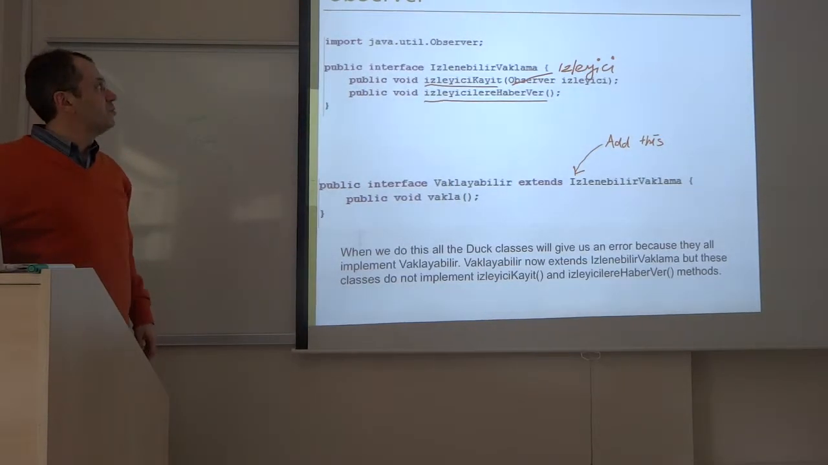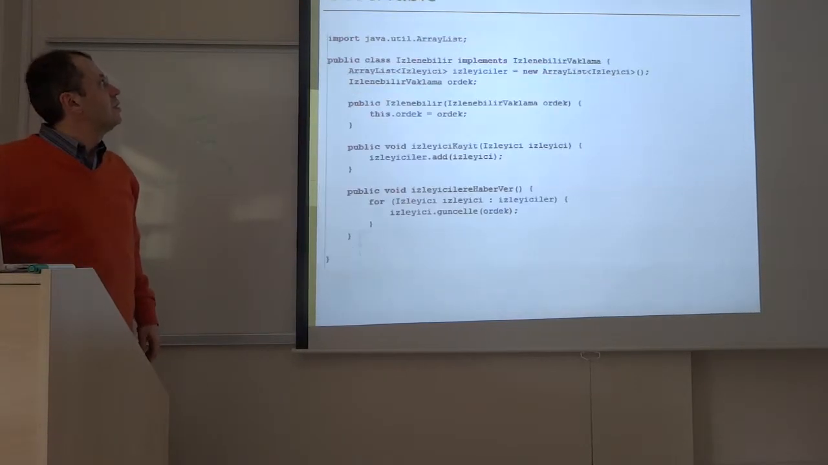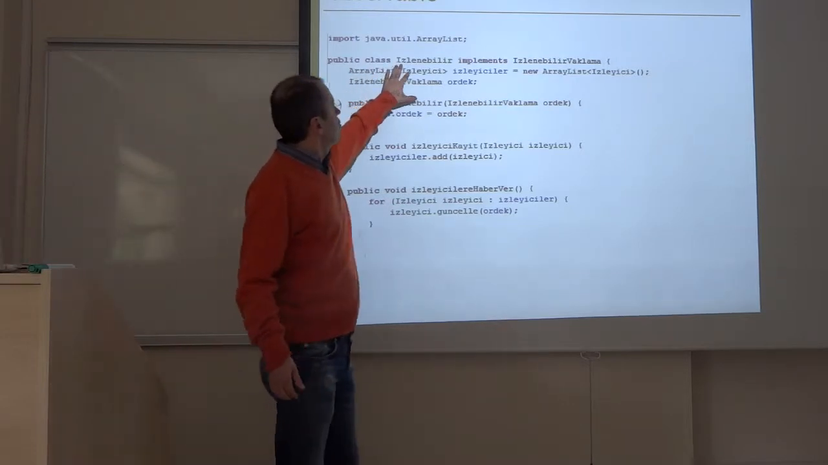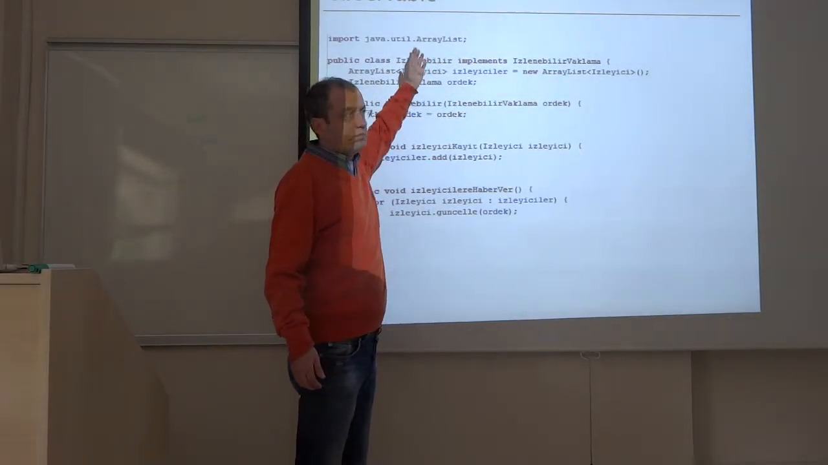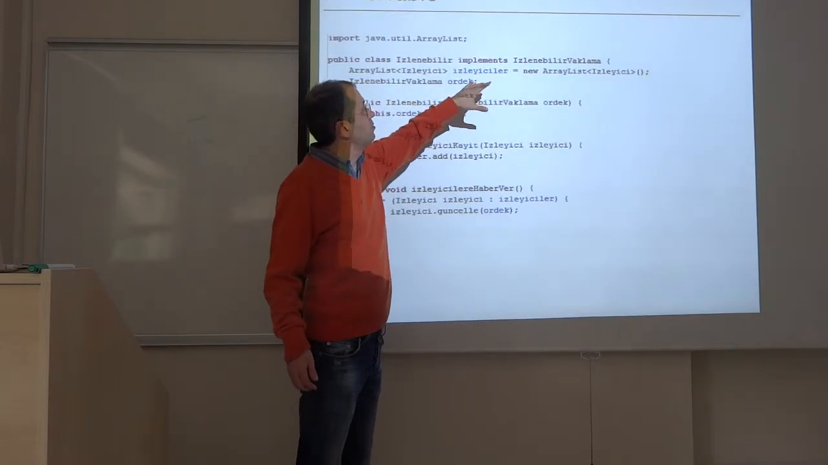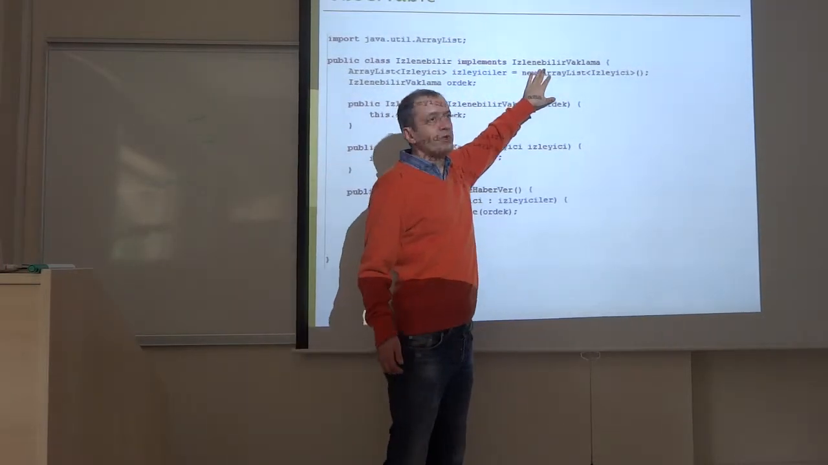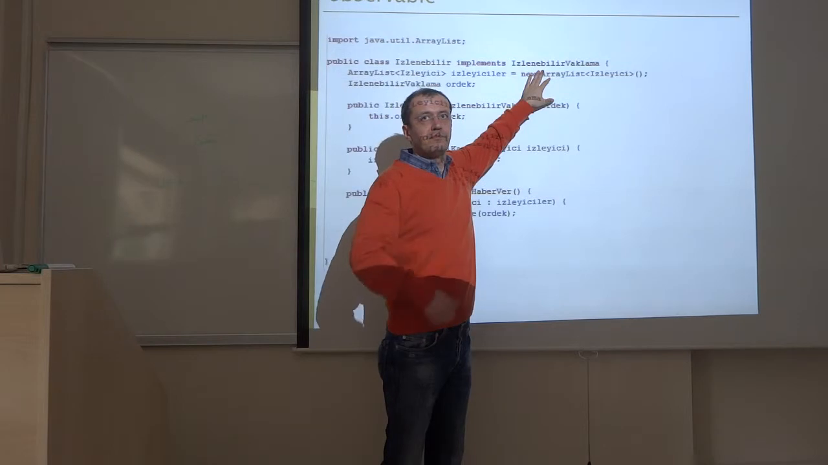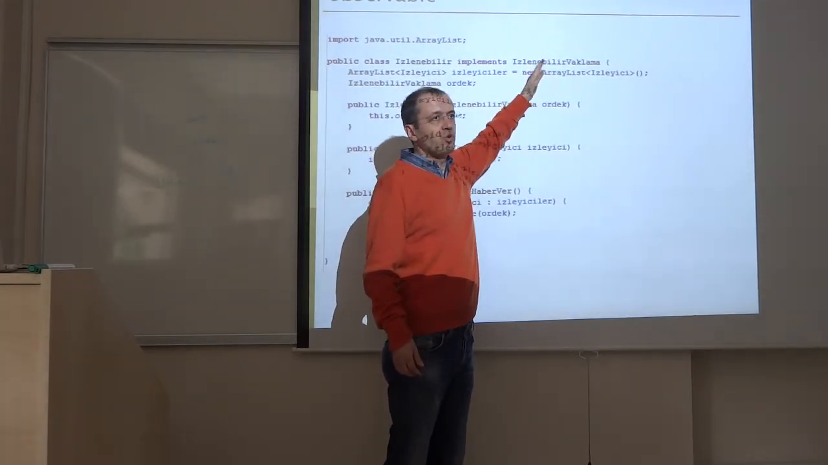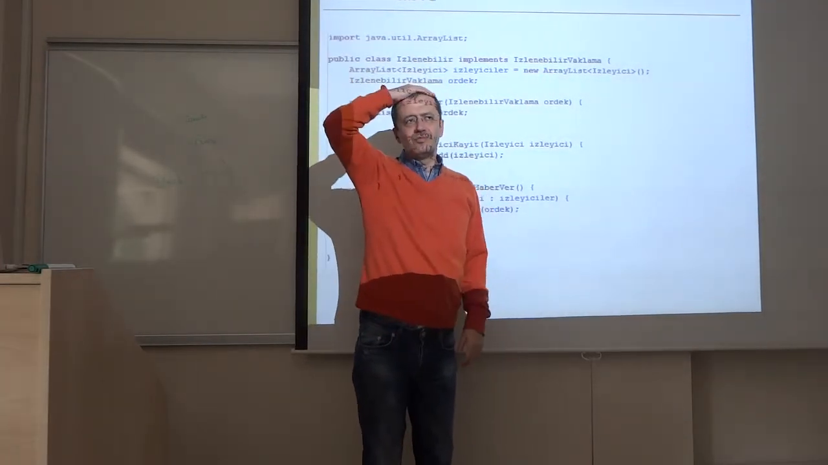So this is the observer, and the observable is this. So this is observable, implements observable quacking. I mean, why did I do this?